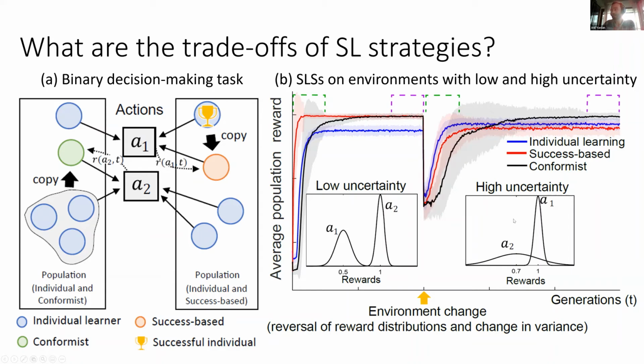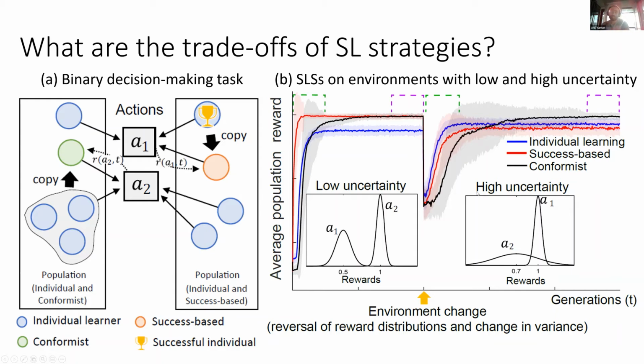And here, when we have high uncertainty, on the other hand, we see a completely different picture where success-based performs even worse than individual learning. This is due to also copying the suboptimum distribution, basically the behavior that comes from suboptimum. But interestingly, conformist behavior is quite resilient to that. So basically it performs as if there is no uncertainty in the environment.